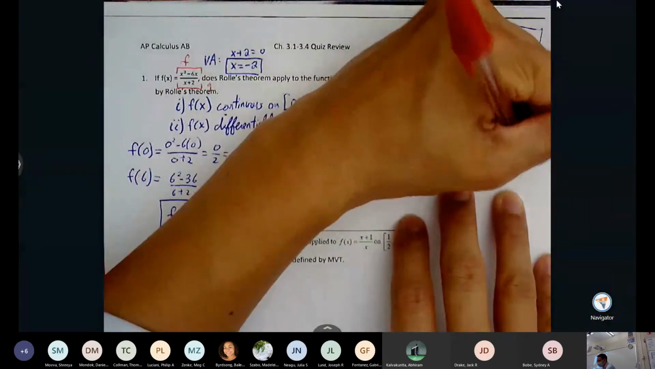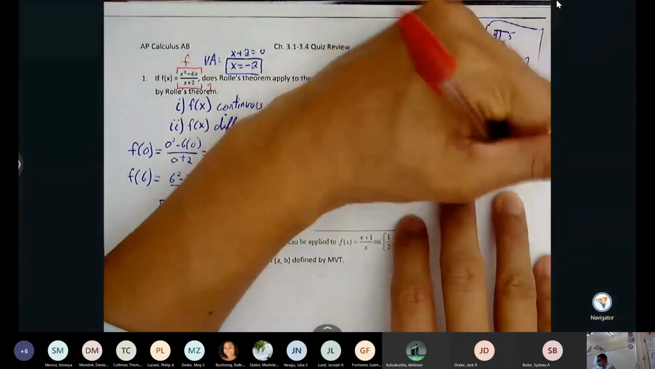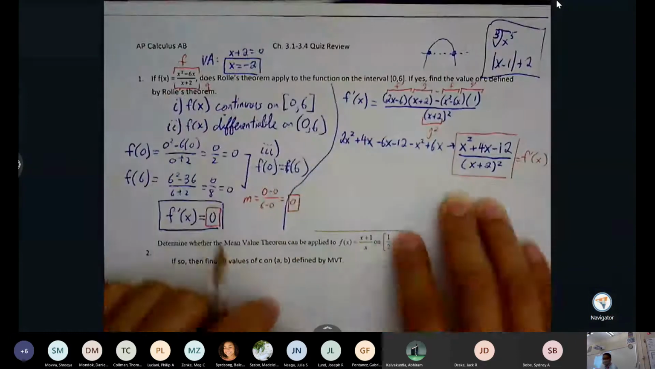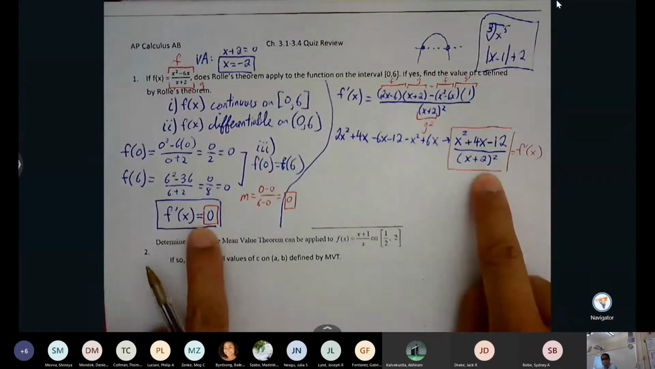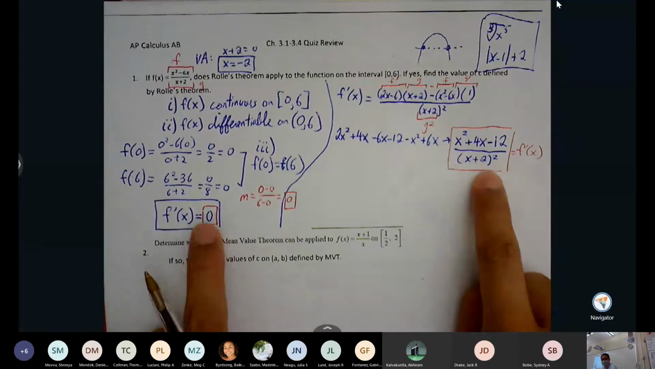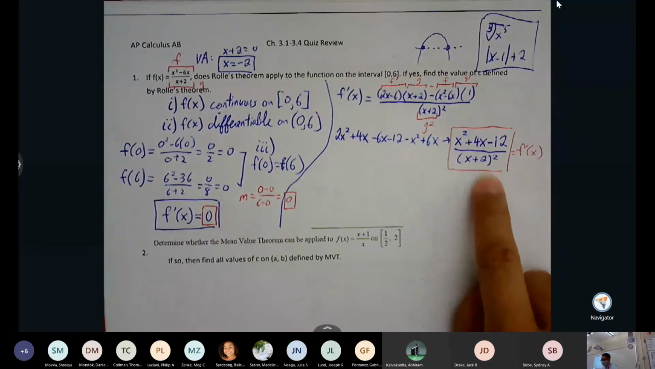So there's my derivative. I have my slope formula. I know I want to figure out where slope is 0, so I'm going to set these equal to each other.